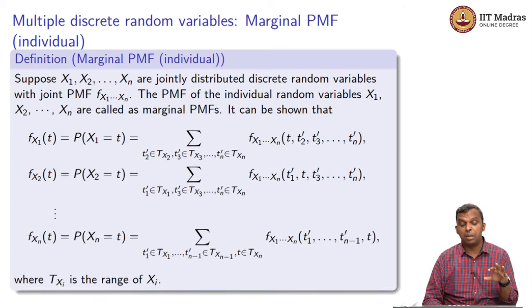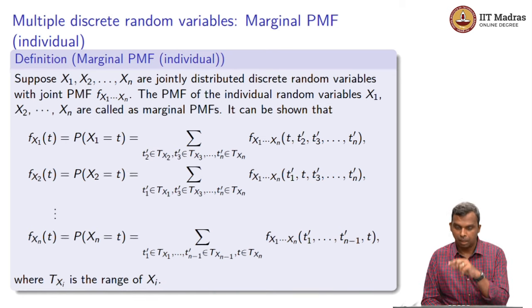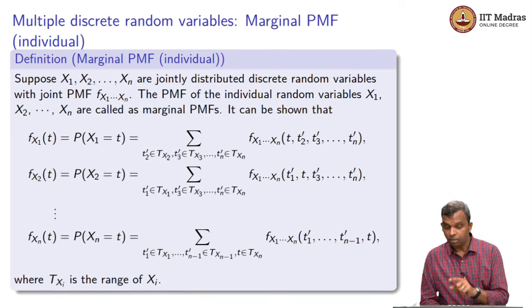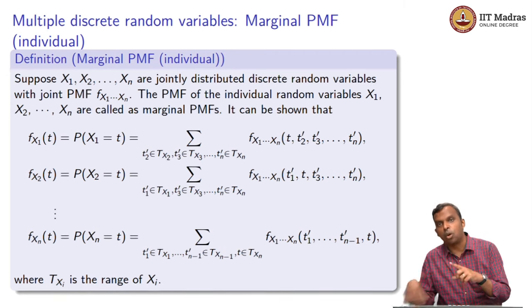The joint PMF, of course, will depend on x1, x2, all the way to xn. So you sum over the joint PMF. You can see in the first formula there, for fx1 of t, I'm summing over t2 prime, which is in the range of x2, t3 prime, which is in the range of x3, all the way to tn prime, which is in the range of xn. What am I summing? I'm summing the joint PMF evaluated at t, which is the value of x1 that I want to keep. So I won't be summing over t, I want to keep that t. And then everything else takes all possible values.